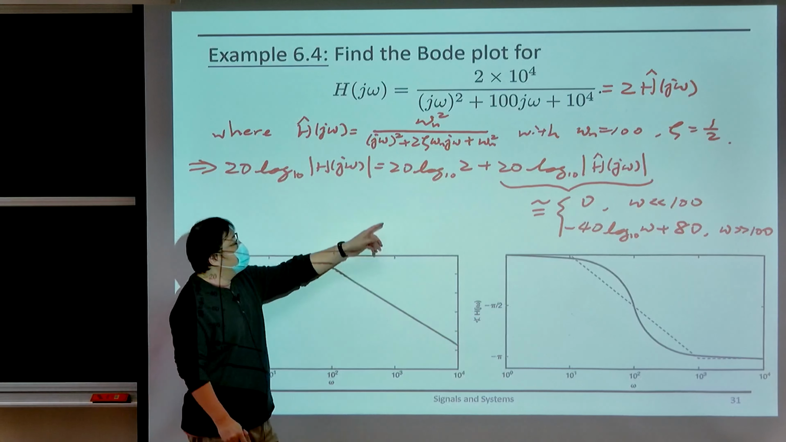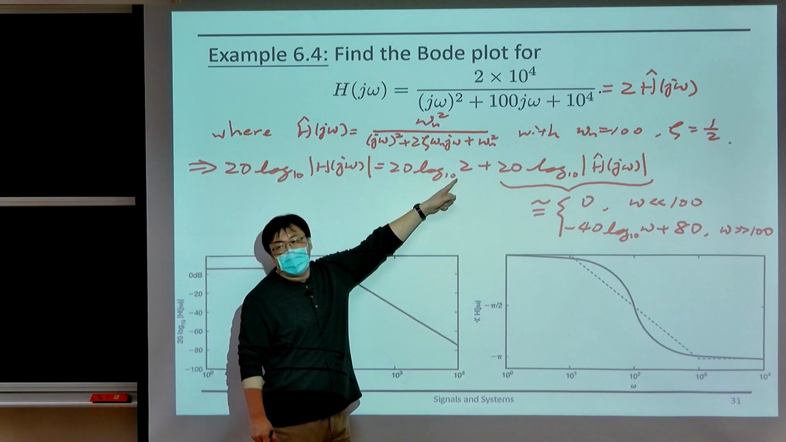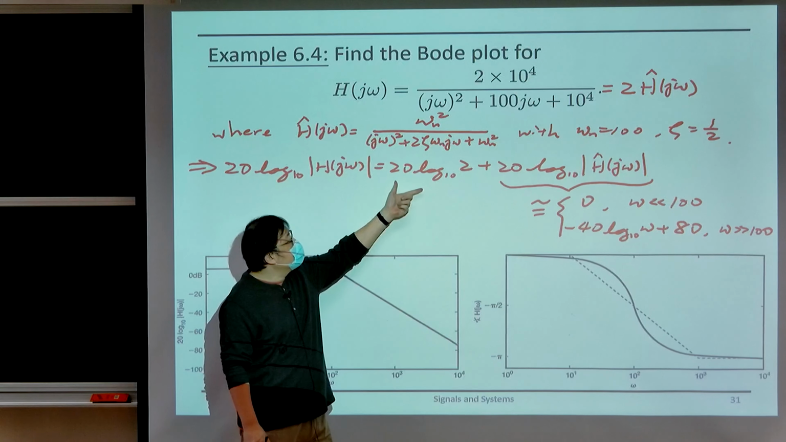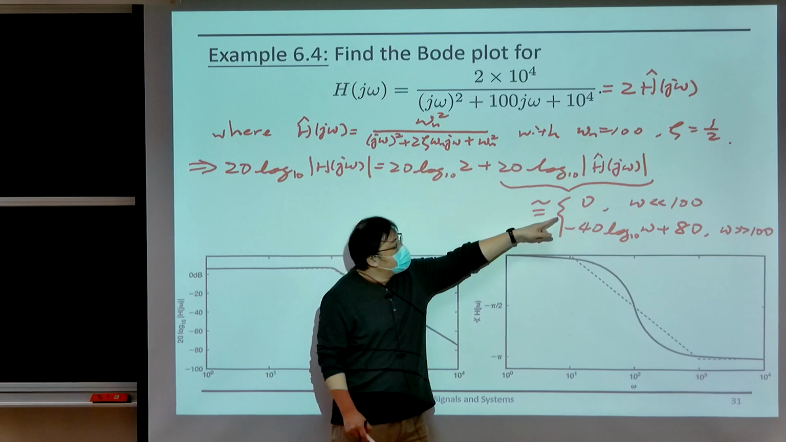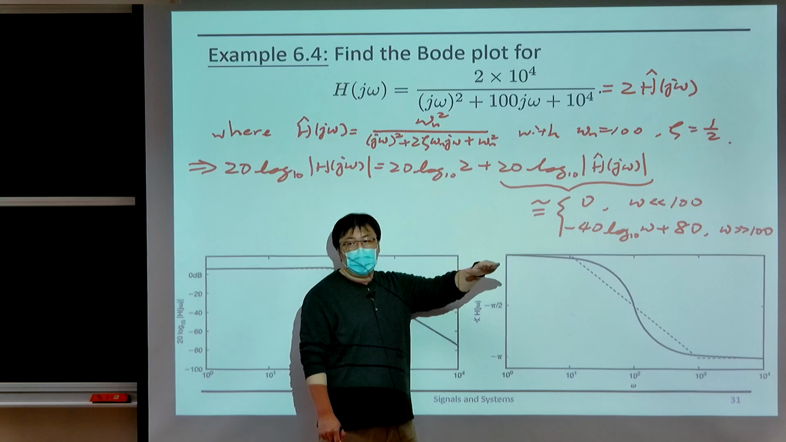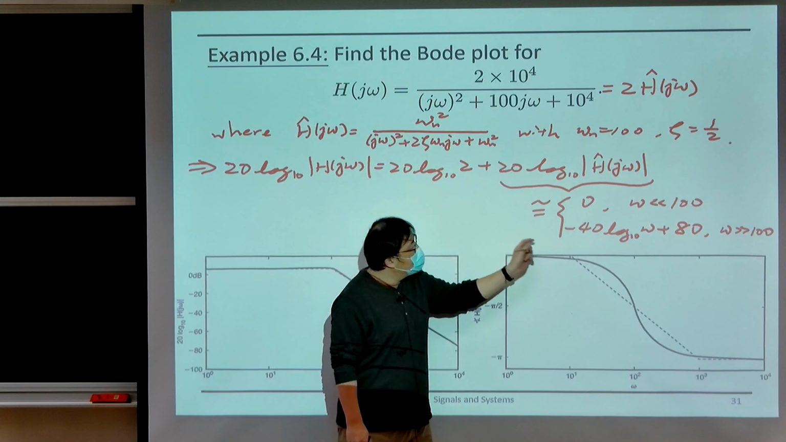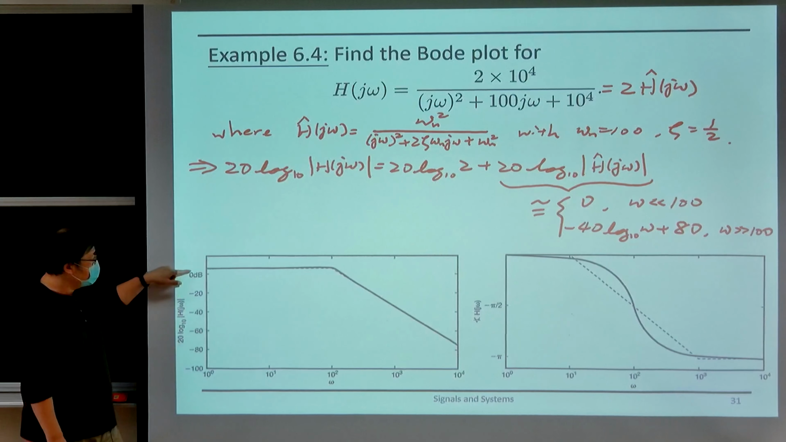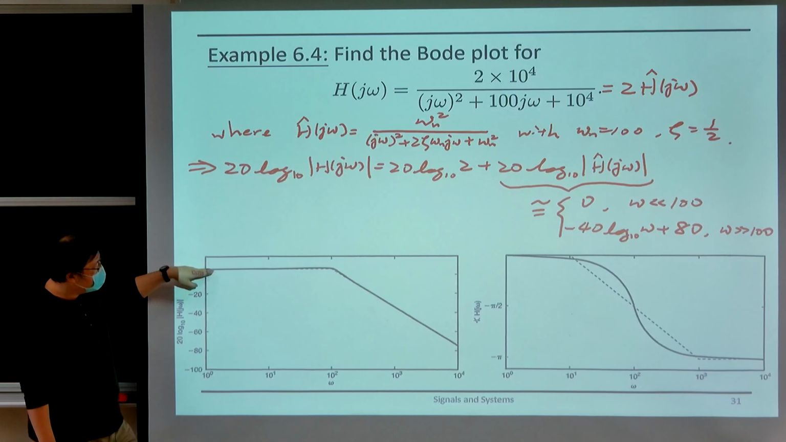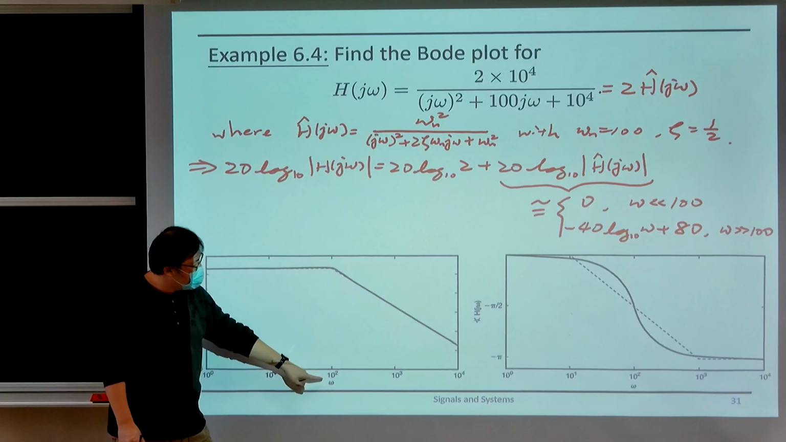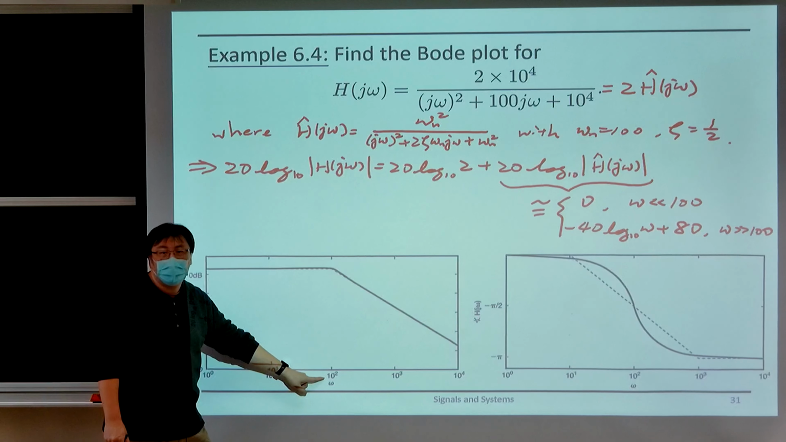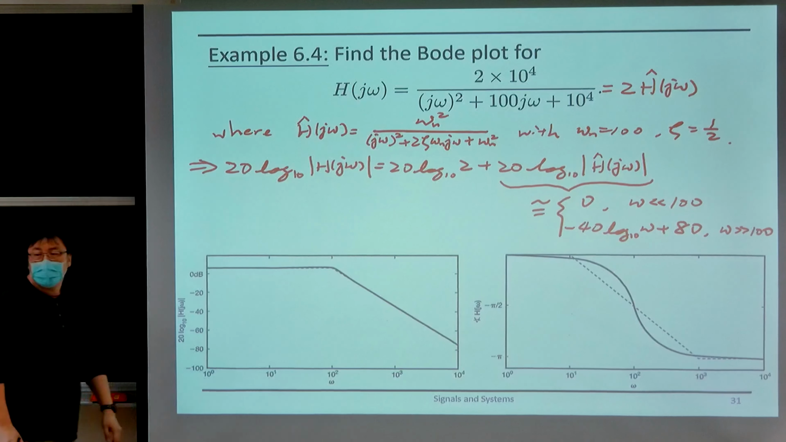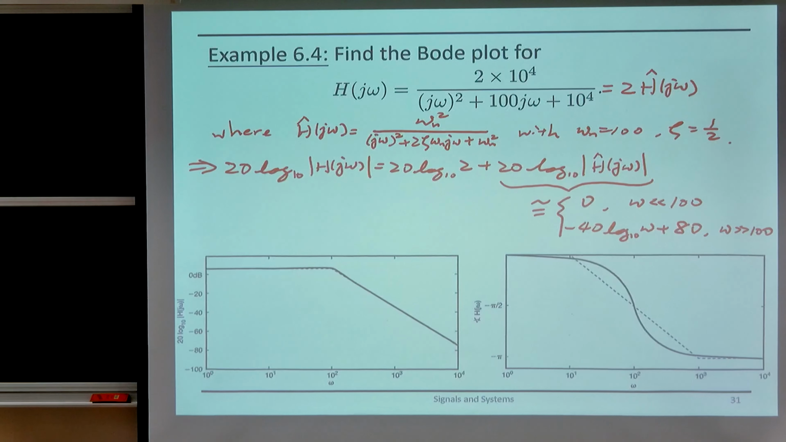So 20 log 10 2 is 6 dB. So this is 6 plus 0 for omega that is small, 6 plus this when omega is large. So you get something like this. You have 6, up to the break frequency omega n, and then decays by minus 40 dB per decade beyond that.